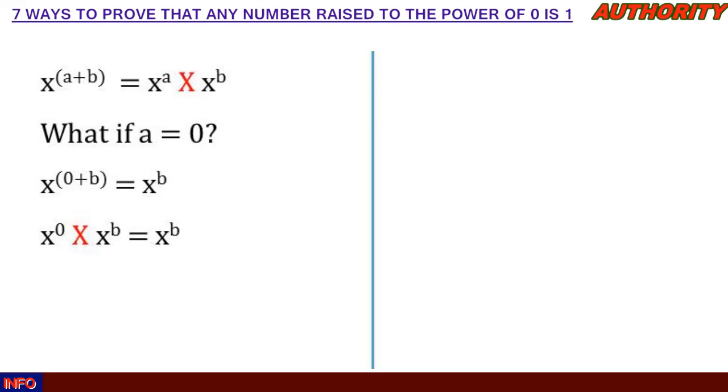So you discover that x raised to power 0 is equal to 1. So that when this 1 multiplied by x raised to power b is going to give us x raised to power b. So from this little illustration, you can see that any number raised to power 0 is equal to 1. All right? Yes. Now let's go.